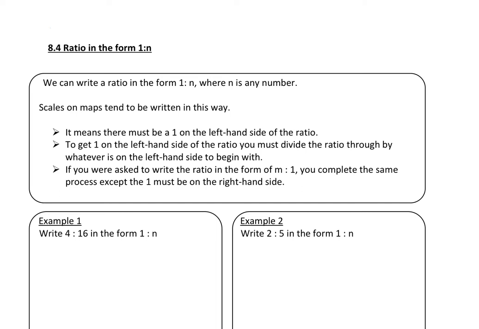We're going to look in this video at how we can write ratios in the form 1 to n. Why this is very useful is we'll be going on to looking at map scales, and we'll see that this is a very useful way of writing a map scale and using them. So we're going to jump straight on to the examples here.